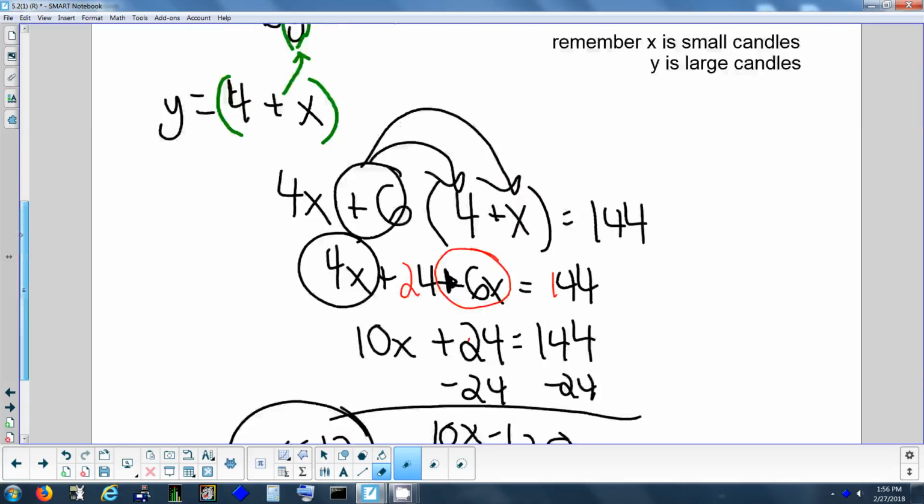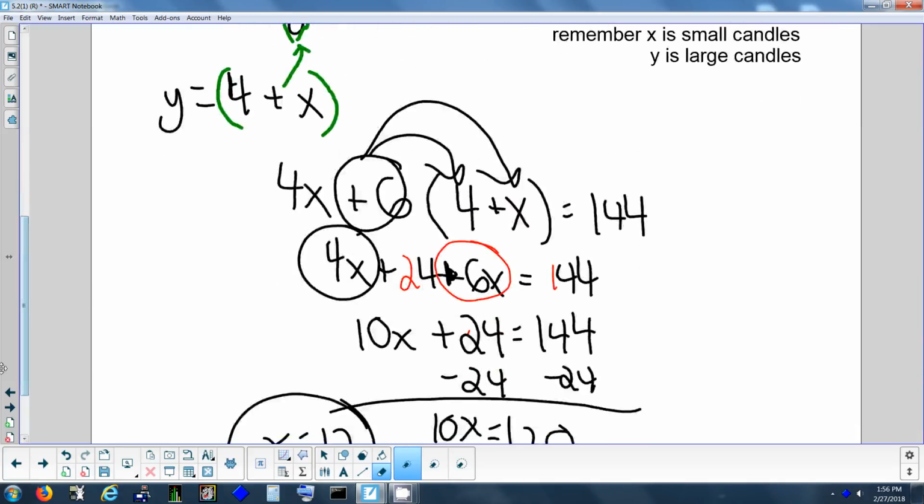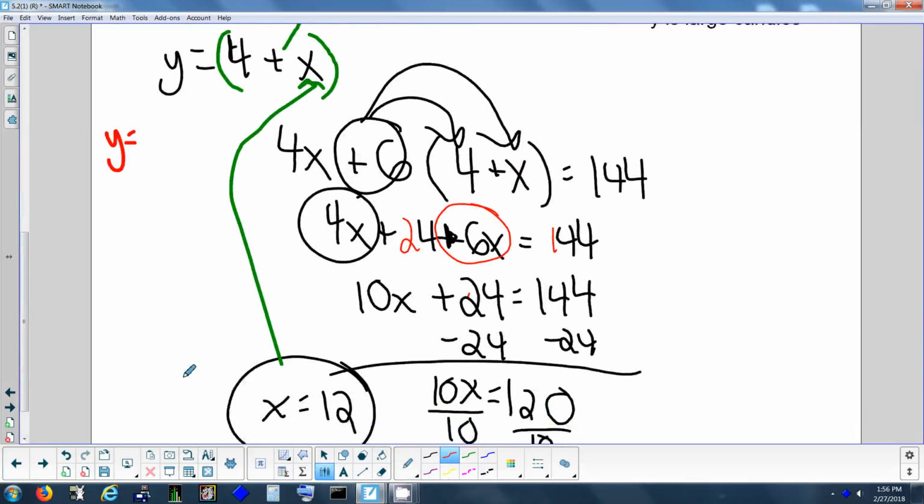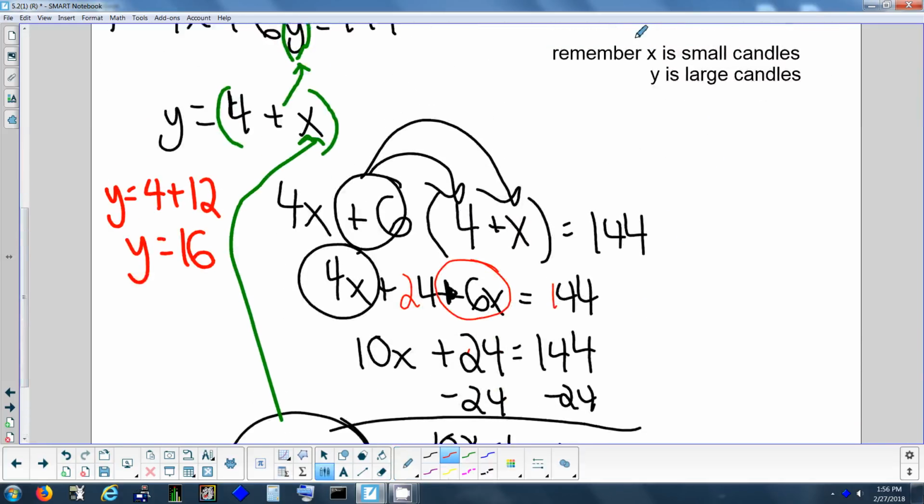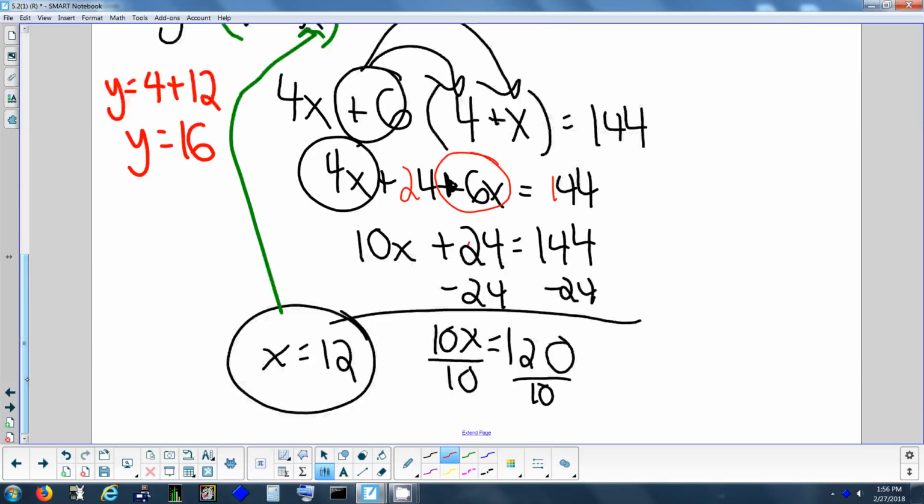What do I do? You plug in. Top or bottom? Bottom. Why? Because it's easy, and that's where y is already isolated. So it's going to become y equals, tell me what to do, guys. 4 plus 12, which is y equals 16. How do I have to write it? What's the coordinate? 12, comma, 16. Here's your answer.